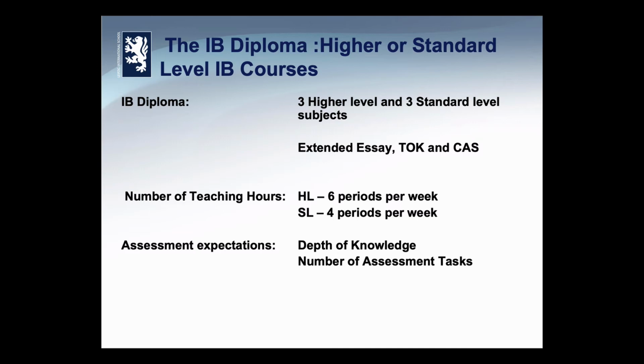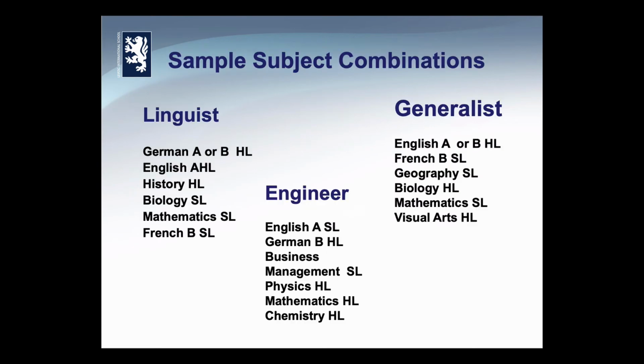Okay, so here are some samples of subject selections for students that may want to pursue particular careers or academic pathways in the future. So you can see the linguist has been able then to take 3 languages. The engineer has been able to take 2 sciences and mathematics at a higher level. And a generalist, somebody wanting to keep the door open or the options open because they're not quite sure yet what they would like to study, can have a balanced programme, playing to their strengths, but also keeping the options open for further study or perhaps even vocational pathways.